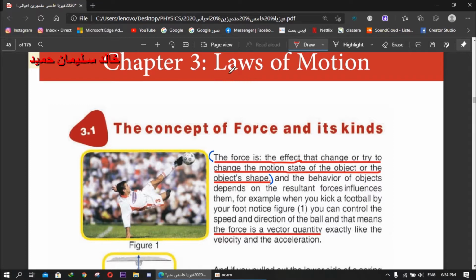Chapter 3: Laws of Motion. The concept of force and its kinds. The force is the effect that changes or tries to change the motion state of an object or the object's shape. The force is a vector quantity.